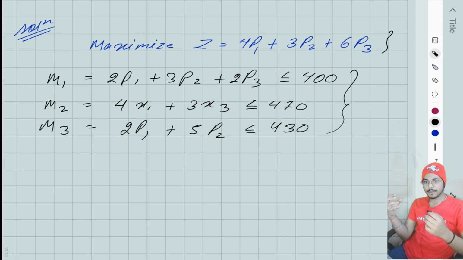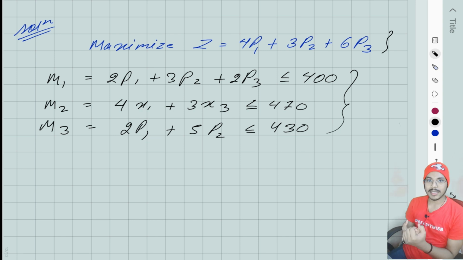The taste will be different. P2 taste will be different, P1 taste will be different. And for P3 we will use 2 apples and 3 oranges, grind them and make a juice, that is P3. Are you getting? I hope you are getting.